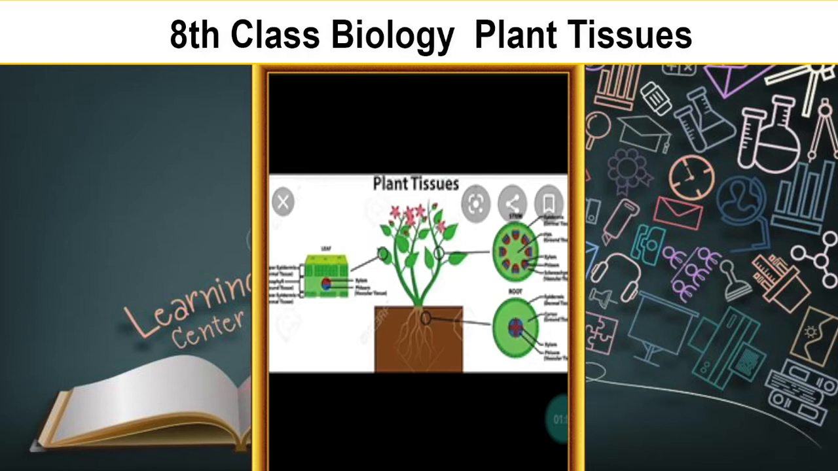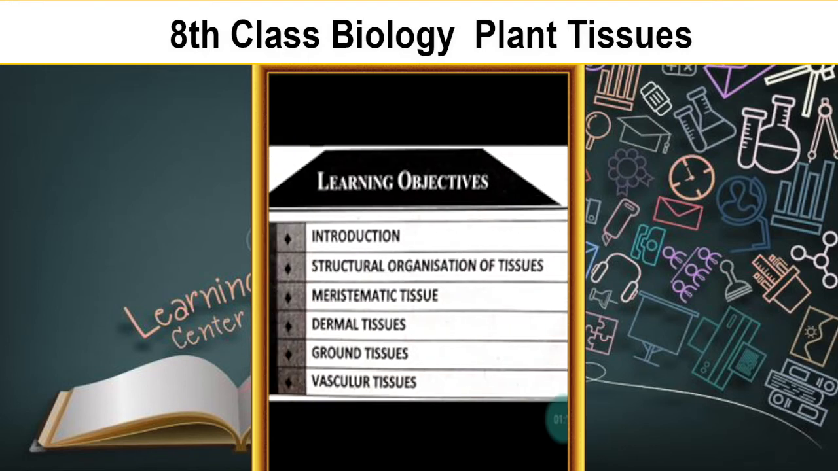How many topics are there in this chapter? You can check which topics are explained in further studies, topic-wise. So for plant tissues, what are the main learning objectives? Introduction. What is the meaning of plant tissue?